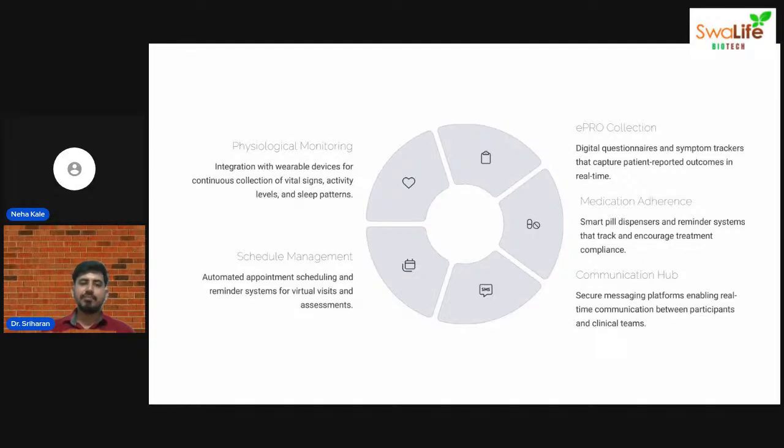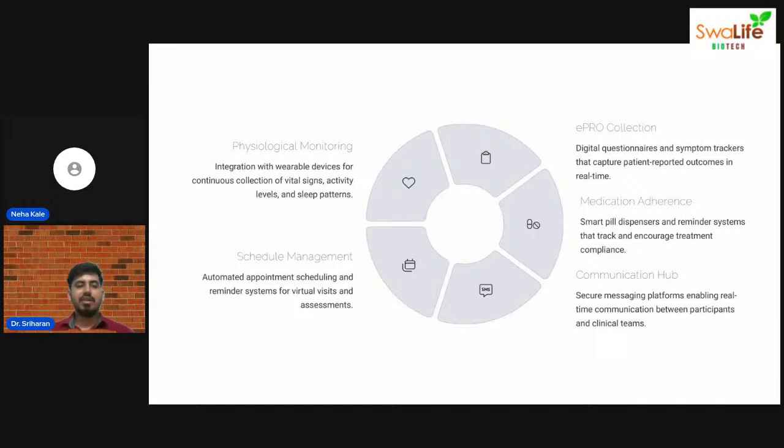While we are doing any study related to diabetes or any motor activity study like Alzheimer's, we want to know the vital signs, and we also want to know the sleep pattern. So physiologic monitoring is the main thing. The next thing is ePRO collection. Yes, we will integrate the ePRO tool with the app itself to collect ePRO on a daily basis: the patient symptoms, the severity, the pain, and medication adherence.